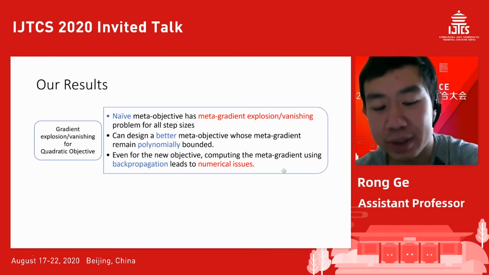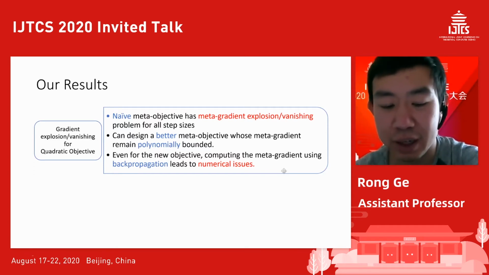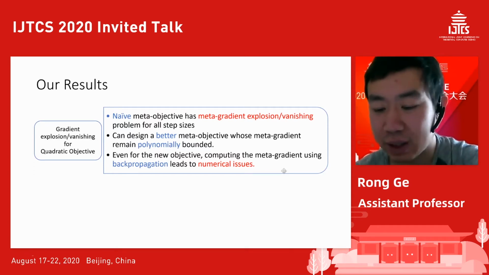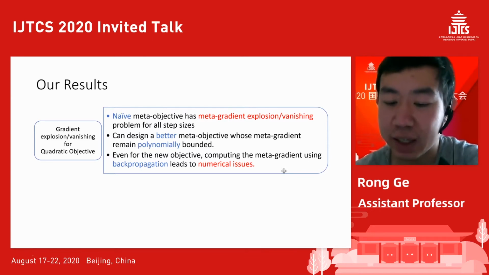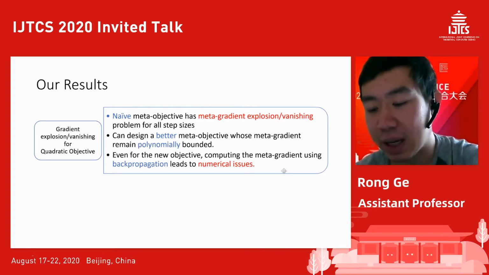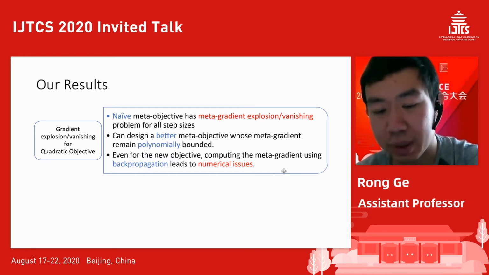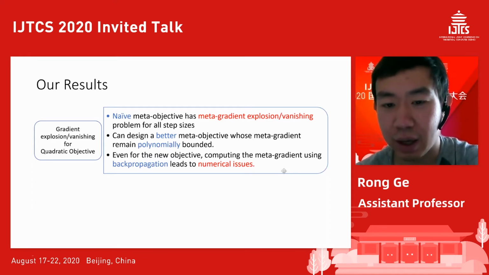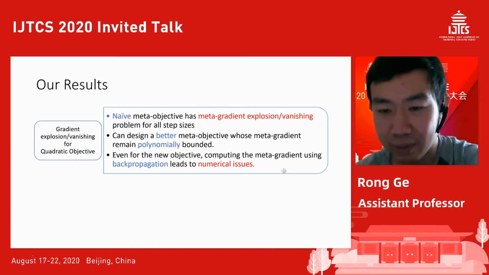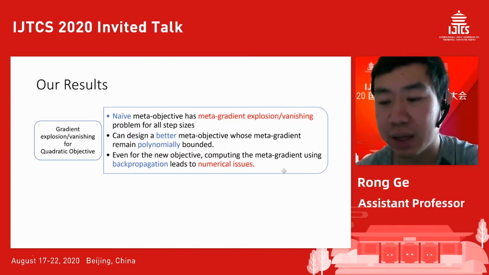Unfortunately, even if you use this new objective that we defined that does not have exploding or vanishing meta gradient, computing the meta gradient directly using backpropagation still does not work because it requires, we'll explain this later, but it runs into some numerical issues and you still cannot get a reasonable meta gradient.